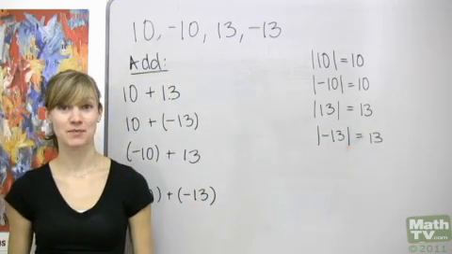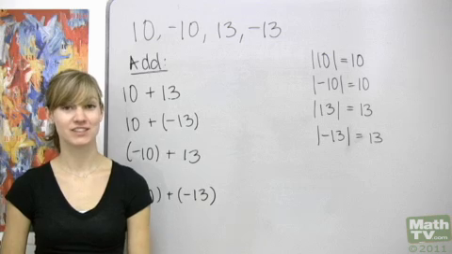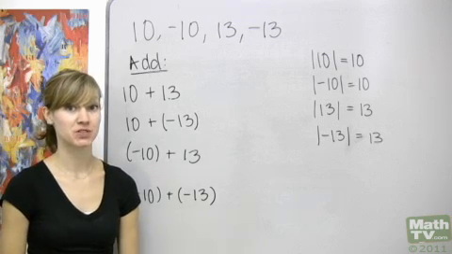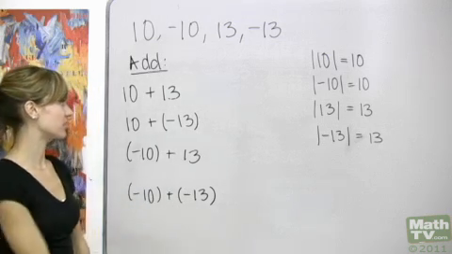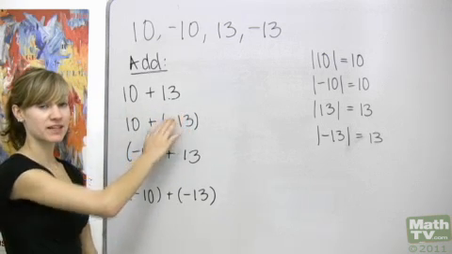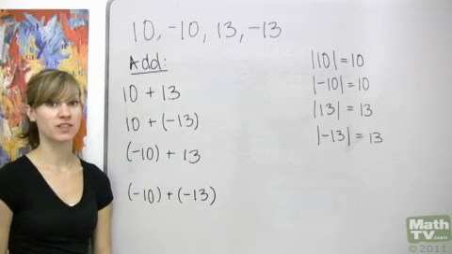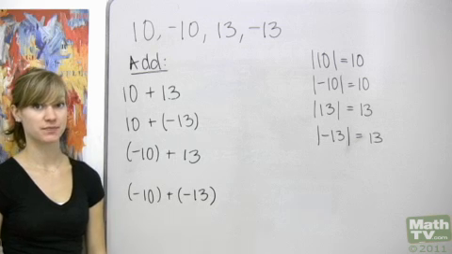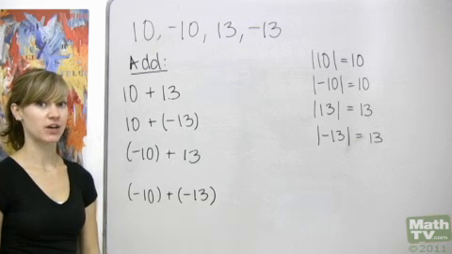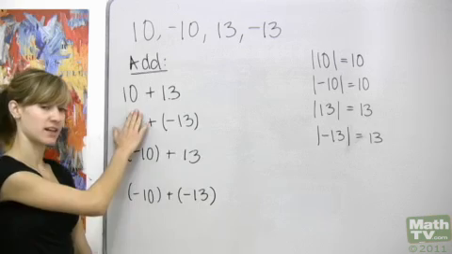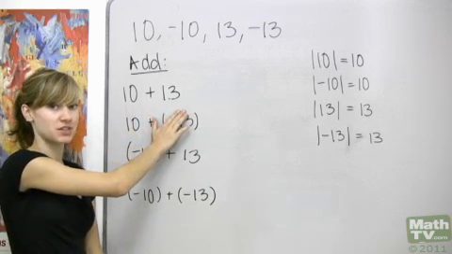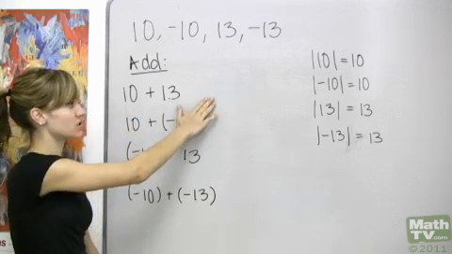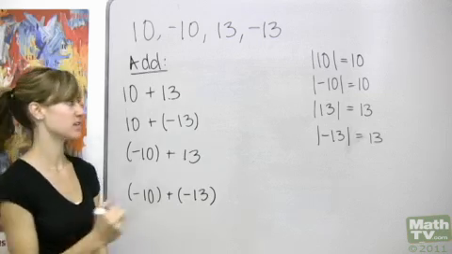Next, we will find the sum of all possible combinations of these four numbers. So, we'll start with positive 10 and positive 13. Because these numbers are both positive, we know that the answer will also be positive. So, we'll find the absolute value of positive 10, which is 10, and positive 13, which is 13. So, the sum of these two values will give us a positive 23.